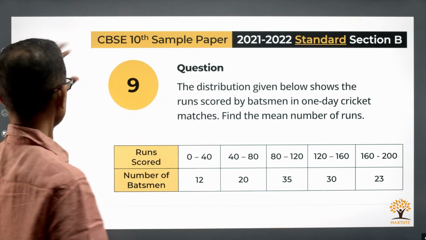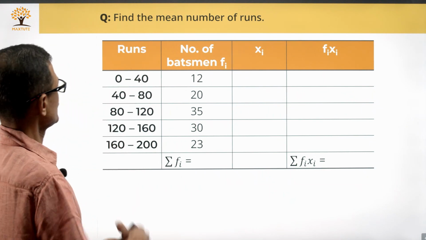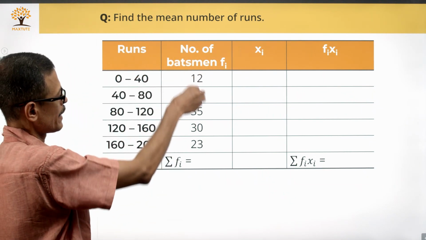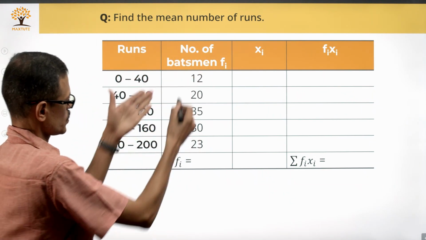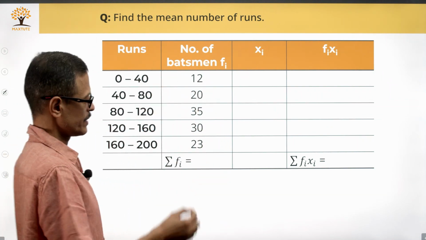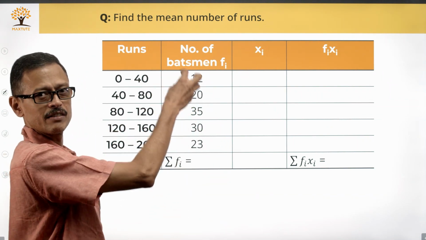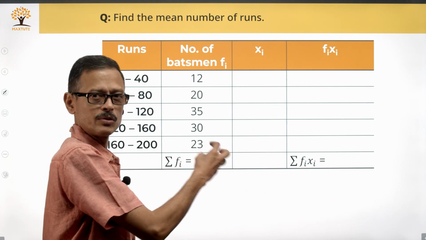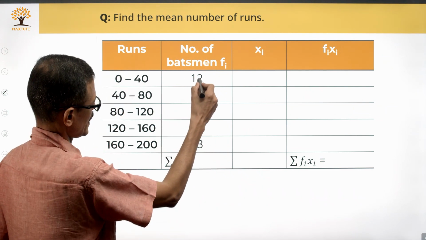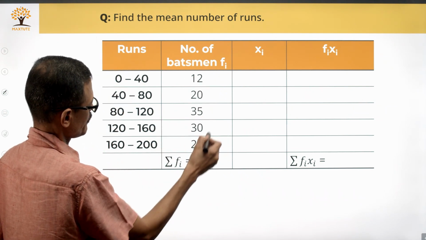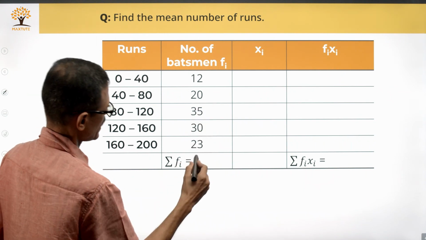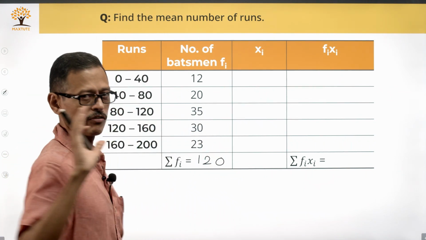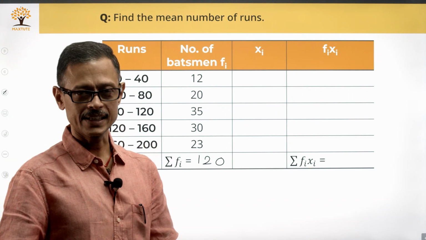Let's rework this table. This is how, when we rework, it's going to be. Runs, the ranges are given, how many batsmen in each of these is given. So, let's quickly find out the total number of batsmen that we have. That will give us the sigma fi, frequency in each of these class intervals, sum total of that. So, this is 12 plus 23 is 35, 35 plus 35 is 70, 100, 120. Total number of batsmen for whom we have data is equal to 120.